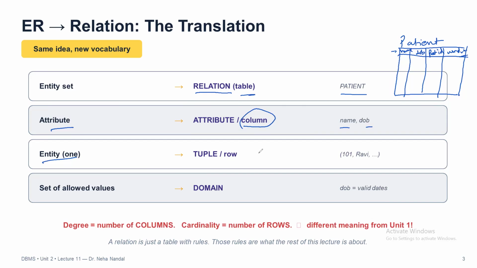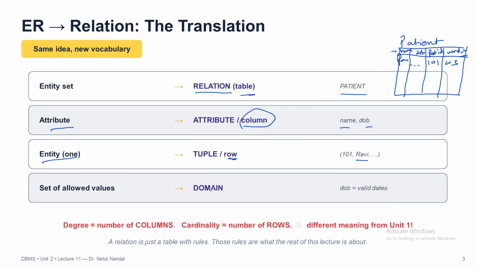Entity 1, that is row. So from the entity set, there will be first entity. That means data of the first patient. Suppose it is Ravi. So name is Ravi. Date of birth, it will be whatever the date of birth is of the Ravi. Patient ID 101. Like that. Ward number W3. In this way, it will be stored.